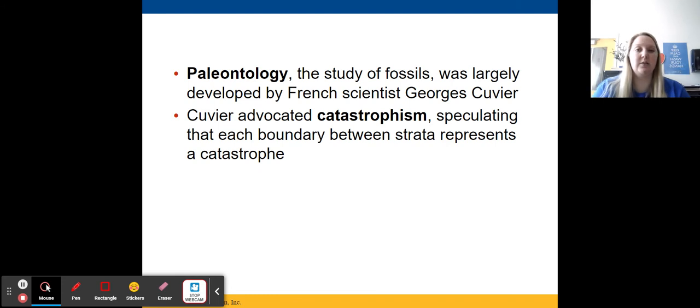Paleontology is the study of fossils that was largely developed by French scientist Georges Cuvier. He advocated for the theory of catastrophism. This speculated that each boundary between the strata represents some type of catastrophic event on Earth. Major weather events and the movement of tectonic plates are all considered catastrophic events.